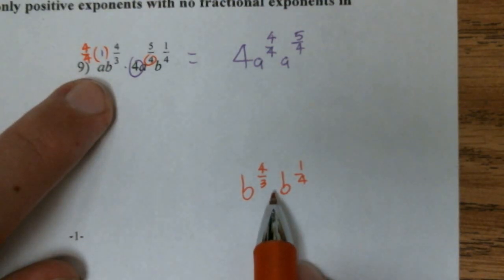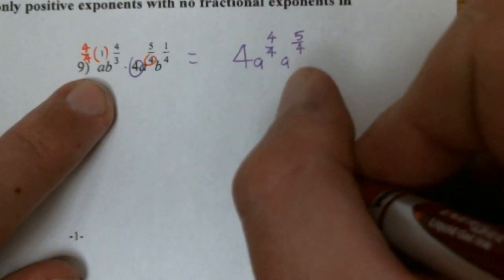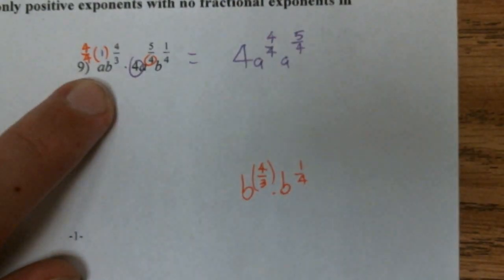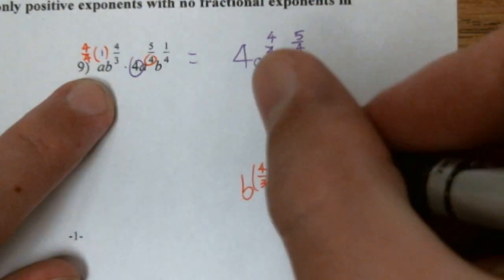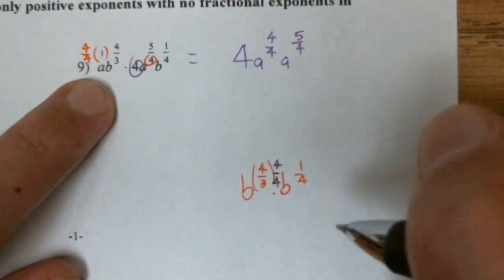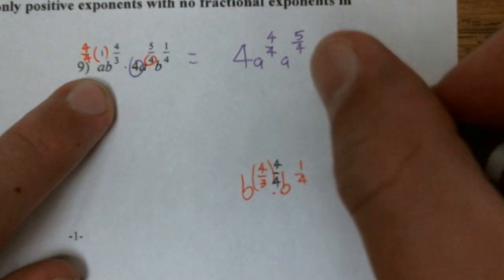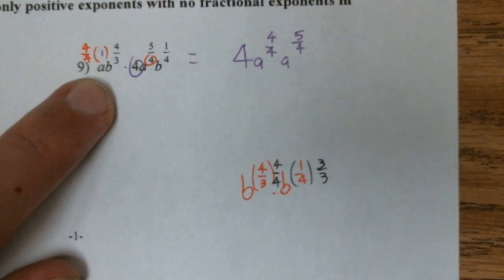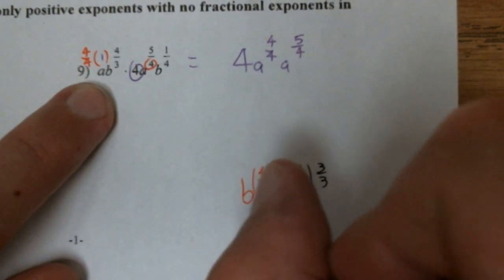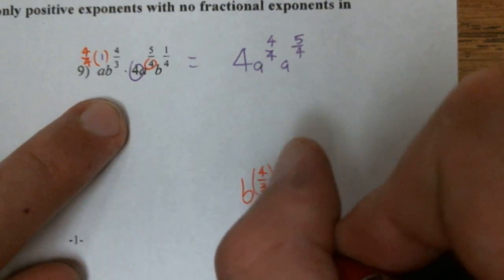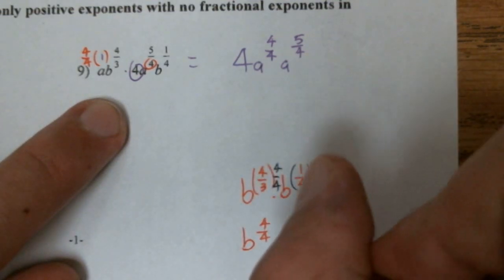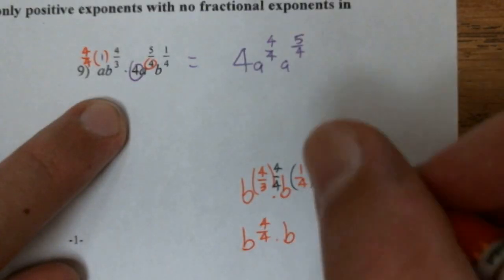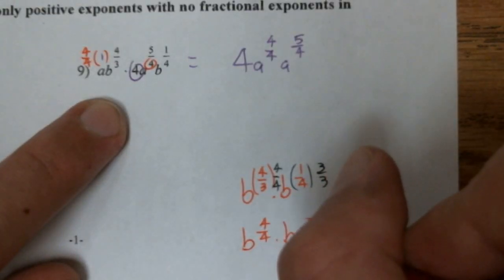Okay, so that means that I need to multiply the 4/3. I need to get to 12. How do I do that? I need to multiply this guy by 4 over 4. And I need to multiply the 1/4 by what? 3 over 3. That will give me b to the 4/4 times b, if I multiply across the top and bottom, 3/12.